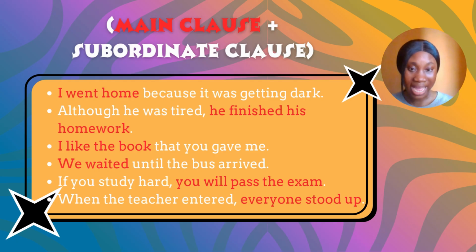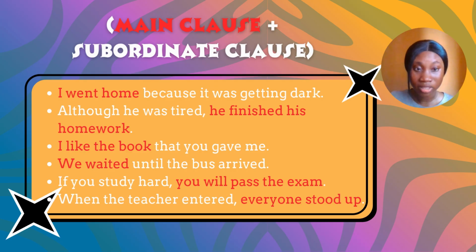Although he was tired, he finished his homework. Now if I say he finished his homework on his own, it's complete. It makes sense. But although he was tired is not yet complete. So although he was tired is your subordinate clause. That although is a conjunction. Like I said, if you are really good with conjunctions, you will find it super easy to identify subordinate clauses.